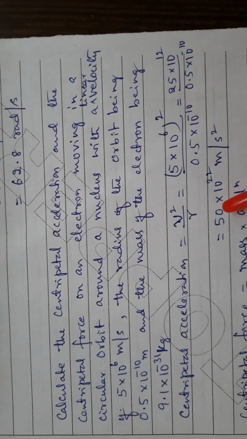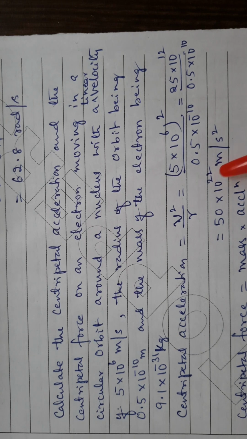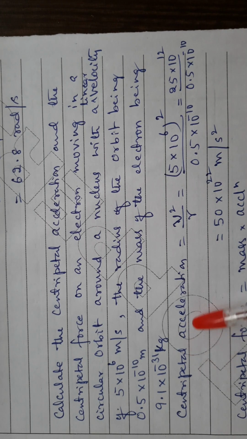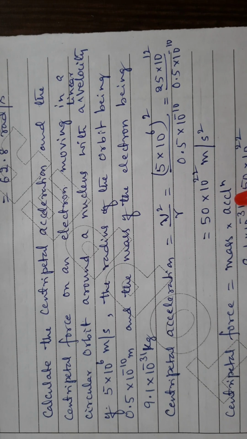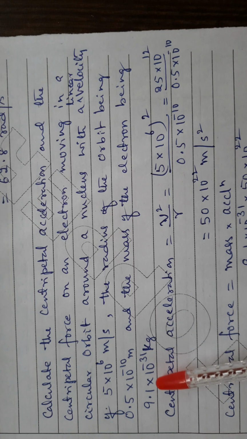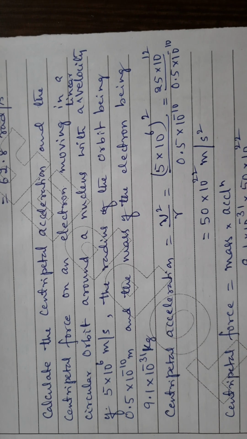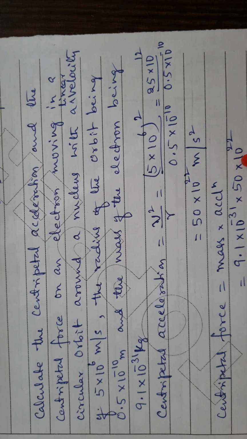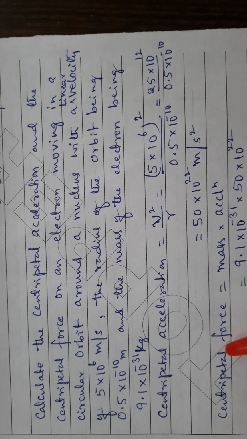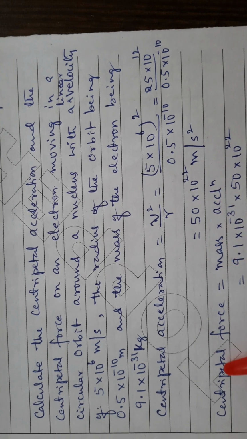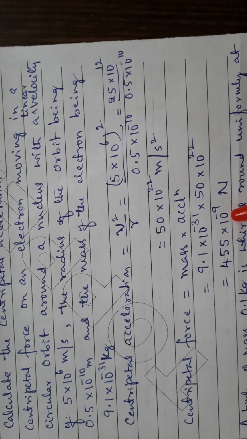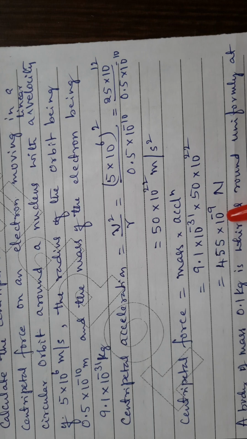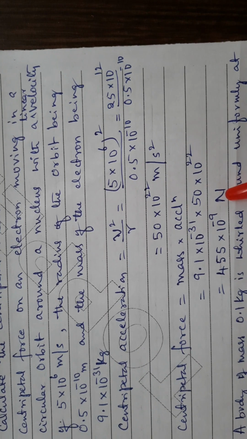By simplification, you are going to get 50 into 10 to the power 22 meter per second square, that is the centripetal acceleration. Centripetal force is given by mass multiplied by acceleration. So mass is given already, 9.1 into 10 to the power of minus 31 kg, multiplied by this acceleration. This is high school level knowledge: F is equal to m into a. Centripetal force is equal to mass into acceleration. Multiply these two, and after calculation and simplification you are going to get some value. Since it is a force, you are supposed to write Newton.